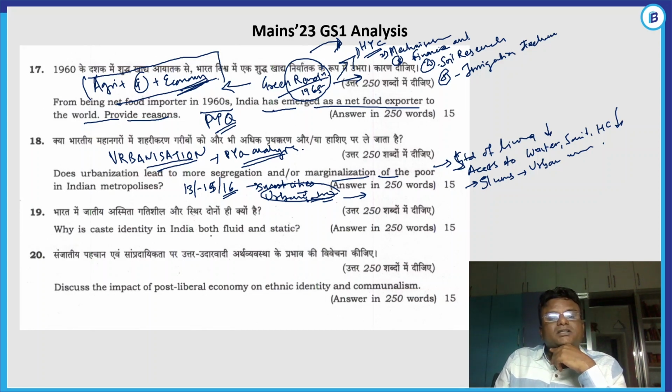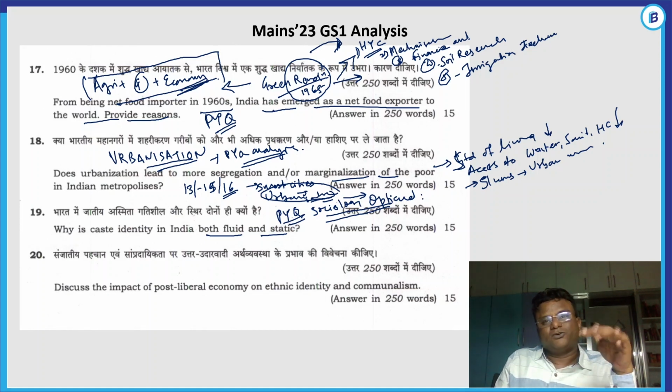Why is caste identity in India both fluid and static? There have been questions on caste in mains in the past, even in sociology optional. So I would think that it will be a good idea, looking at these questions, that for this subject, the history, society, geography, it's a good idea to even have a quick look at the optional questions. Just think about whether you will be able to think of a story to write if you have to answer that question when you are preparing for the mains.